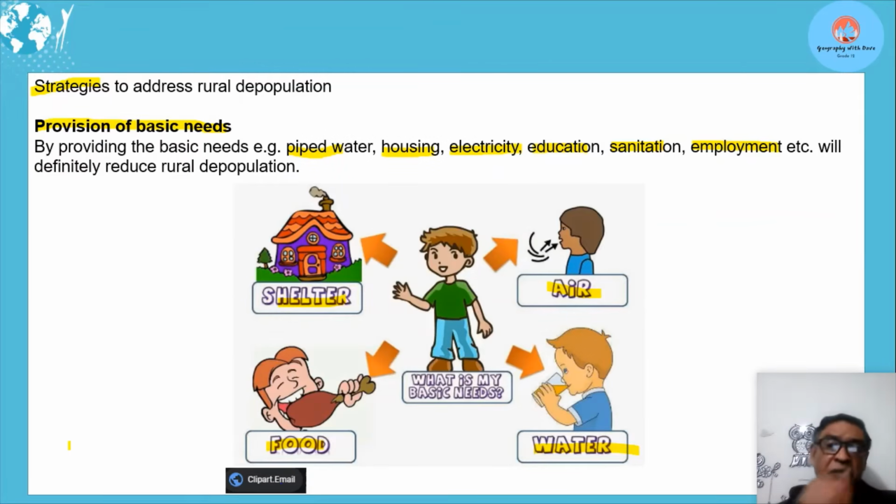It may not be 100% like the urban area, but if I have these things here, I'm quite content. I don't want to move. And it may also attract people back to the area. Because people say, hey, it's much better there than the hustle and bustle of the city. Maybe there's a little more here. I might as well move back. So basic needs is very, very important.